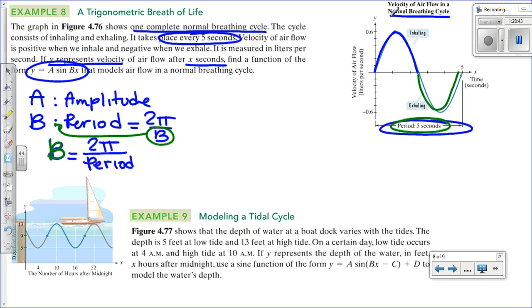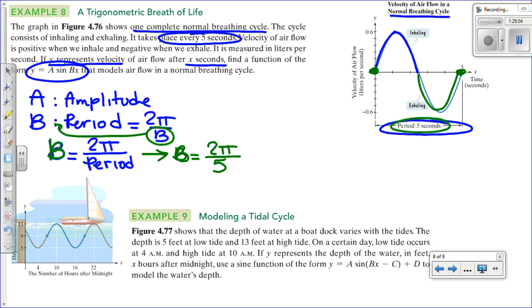So right here, the constant B is going to be 2 pi divided by 5 seconds. Why am I choosing 5 seconds? Because it tells me here that's the time it takes to go from this point to this point, 5 seconds. So that will just be this constant B.